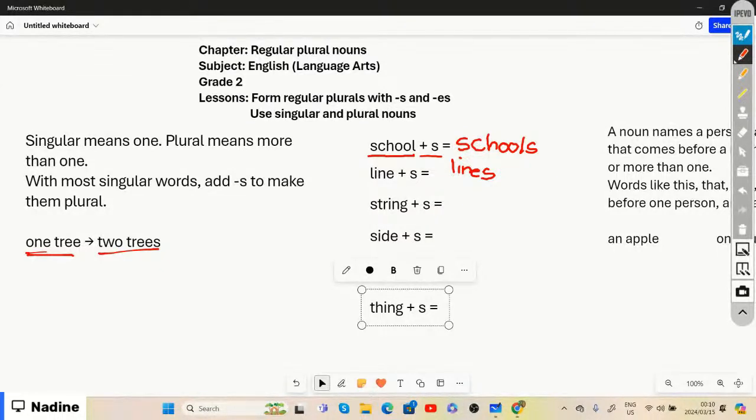And then we have string, almost like a piece of string or something. If we have one piece of string, then we just say string. But as soon as we want to turn that singular word string into more than one, we can just add an S, then it will be strings.